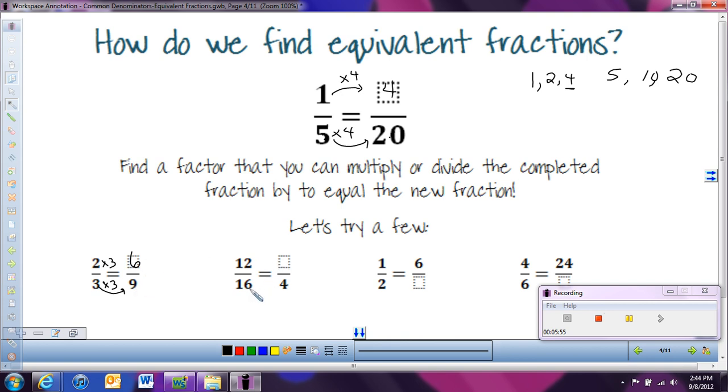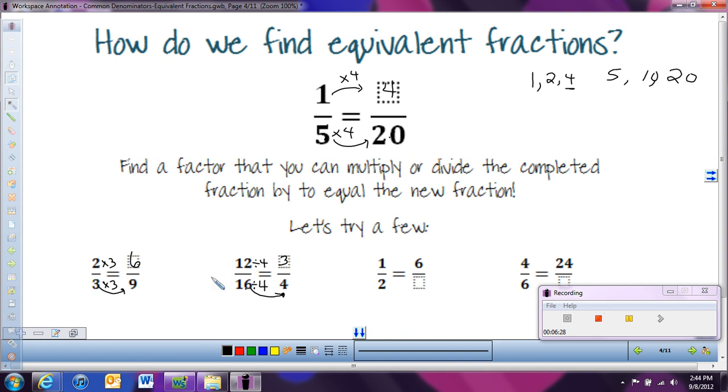Ooh, looking at this one, how many times does 16 go into 4? That's backwards. So this time, instead of multiplying, we're going to have to divide. 16 divided by what number will give us 4? Or if you'd like to work with multiplying more, we can think of 4 times what is 16. We know that it's 4. So we'll have to be dividing by 4. So 16 divided by 4 is 4. 12 divided by 4 is 3.